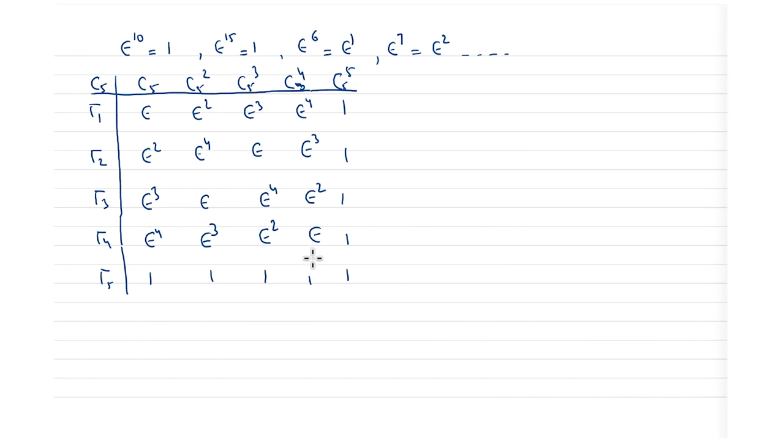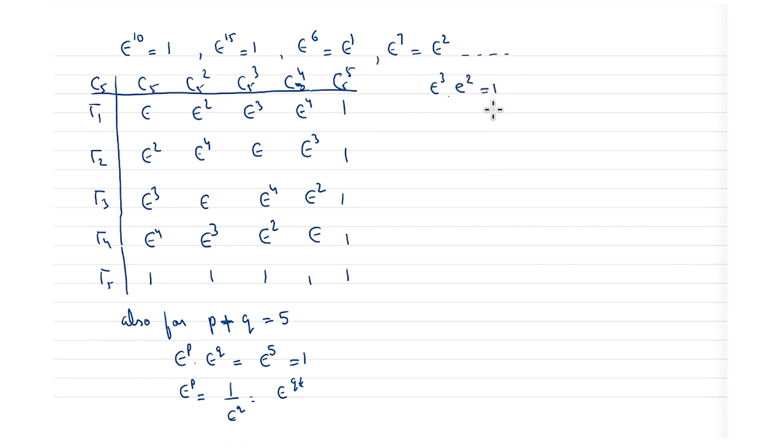So this is easy. Now, also for P plus Q equal to 5, I can say that epsilon P into epsilon Q is equal to epsilon 5, where P plus Q in total is equal to 5, which is equal to 1. That means epsilon P is equal to 1 over epsilon Q, which is nothing but epsilon Q star, because this is a complex number. So conjugate of Q basically, right? So for example, if I have epsilon to the power 3 into epsilon to the power 2, this will be equal to 1. This implies that epsilon 3 can be written as epsilon 2 conjugate, right?